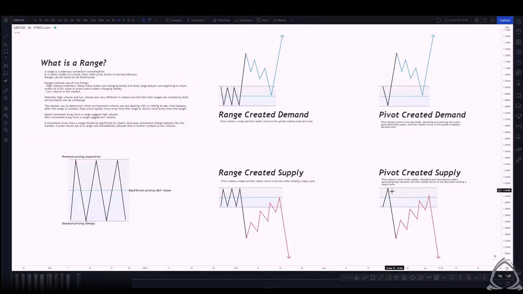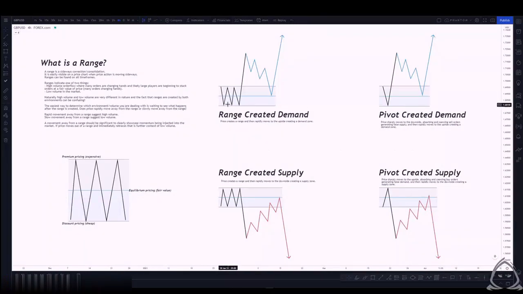Now, if we flip over to the supply side on a pivot, we get a sharp move to the upside followed by a rapid expansion to the downside. Again, we're not trying to catch that expansion to the downside. What we are simply doing is marking out our supply zone and waiting for price to return back to that supply zone.